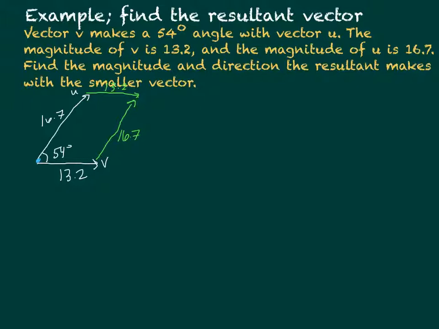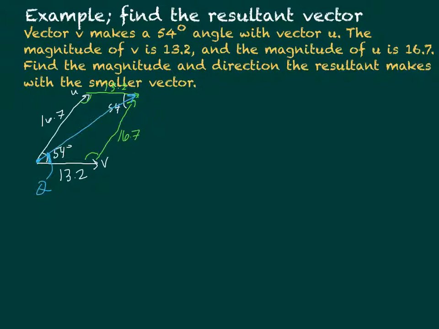What that means is that these two angles are the same, so that's 54, and these two angles are the same. Okay, our resultant vector is this vector right here. So that's the vector we're actually looking for. So we need that length, which is our magnitude, and this angle right here, which we're going to call theta. Alright, so those are the two things we need to find.